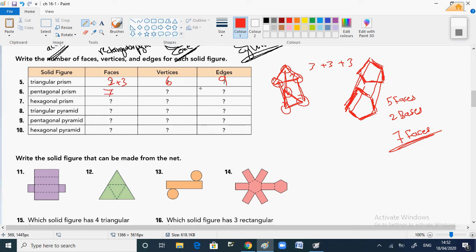And vertices, for vertices here I will count. Each base has 5 sides, that means 5 corners, 5 up and 5 down. I have in total 10. Edges, again, 5 edges up, 5 edges down, and the sides here 5, so it's 15. Hexagonal prism, it's the same, 6 and 6. Okay, this one, hexagonal.